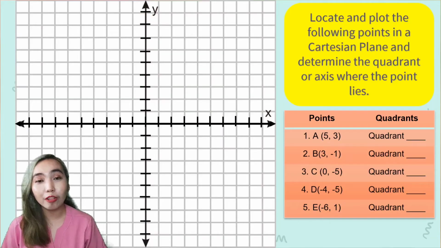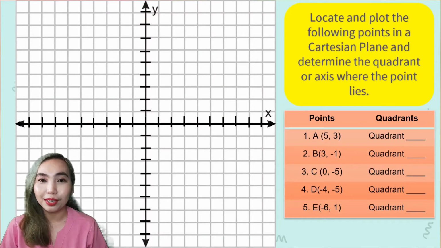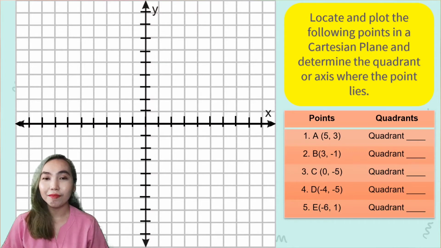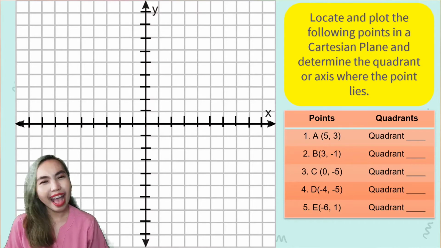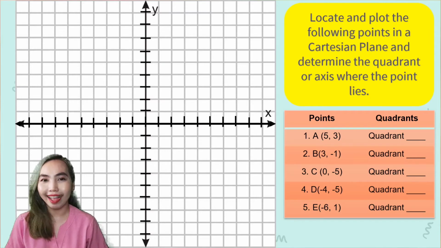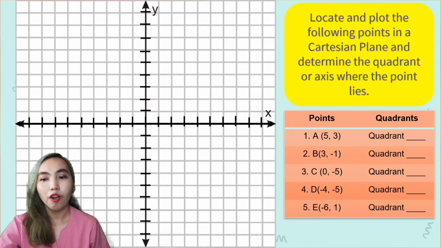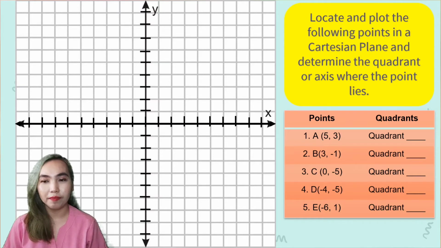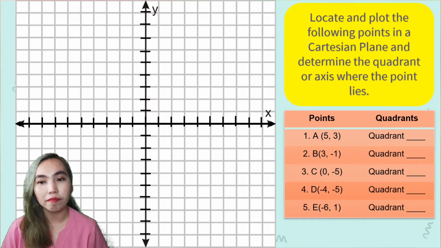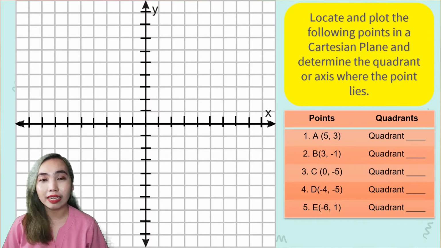Now let's locate and plot the following points in a Cartesian plane and determine the quadrant or axis where the point lies. Number 1, we have point A, (5, 3). So we have positive x coordinate and positive y coordinate. So if we have positive and positive, it locates in this quadrant, which is Quadrant 1.